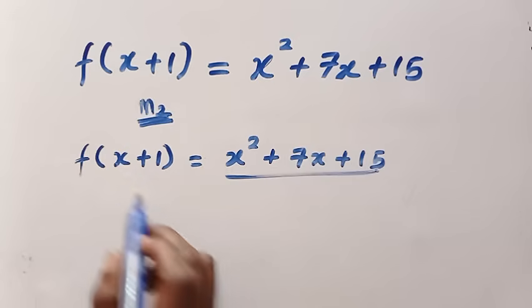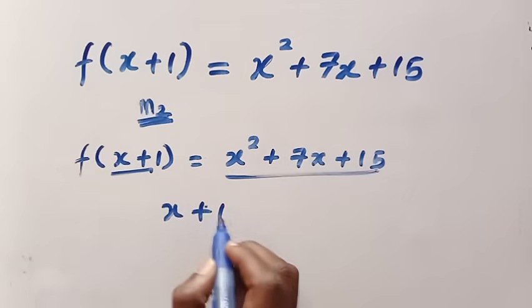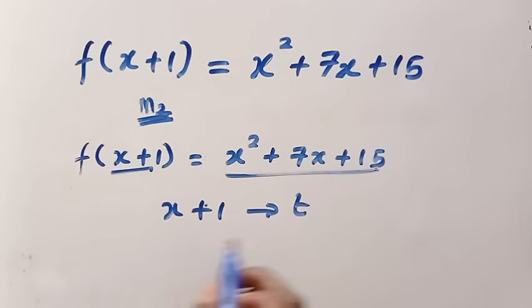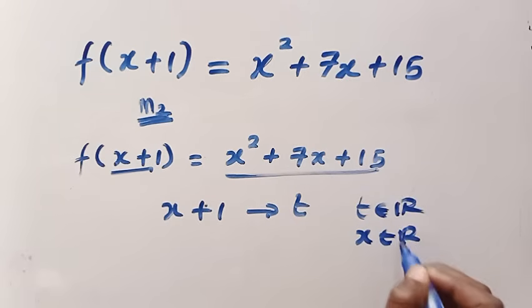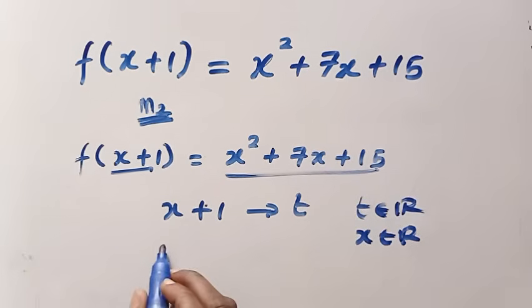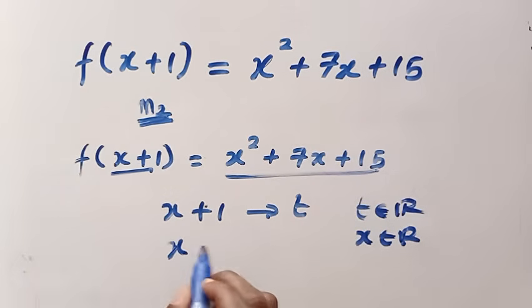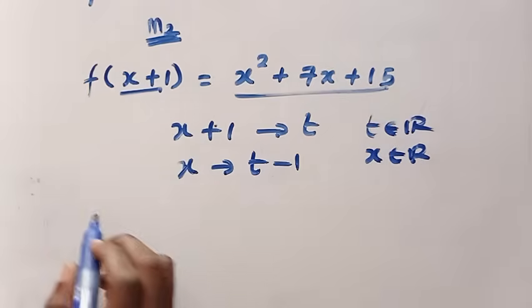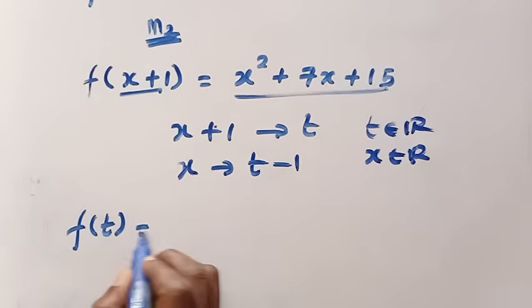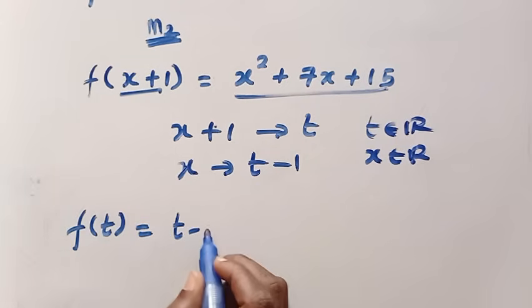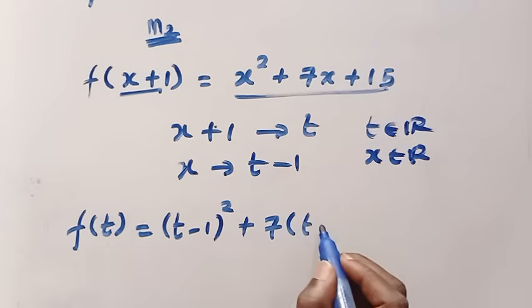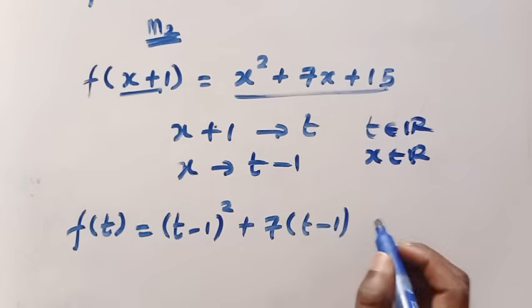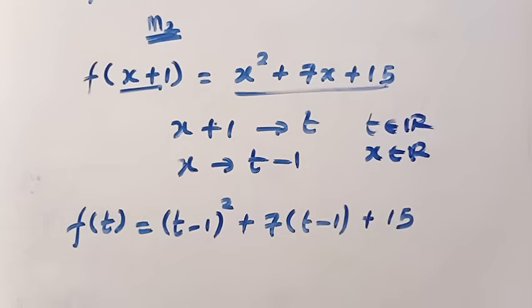But instead of that, if I try to replace x + 1 with t, so t is a member of real numbers as well as x is a member of real numbers. Then let's re-express x. This gives us t - 1. Let's do substitution. Here we have f(t) equals, for x², we have it as (t - 1)², then plus 7 into bracket of, for x is t - 1. Then we have plus 15.